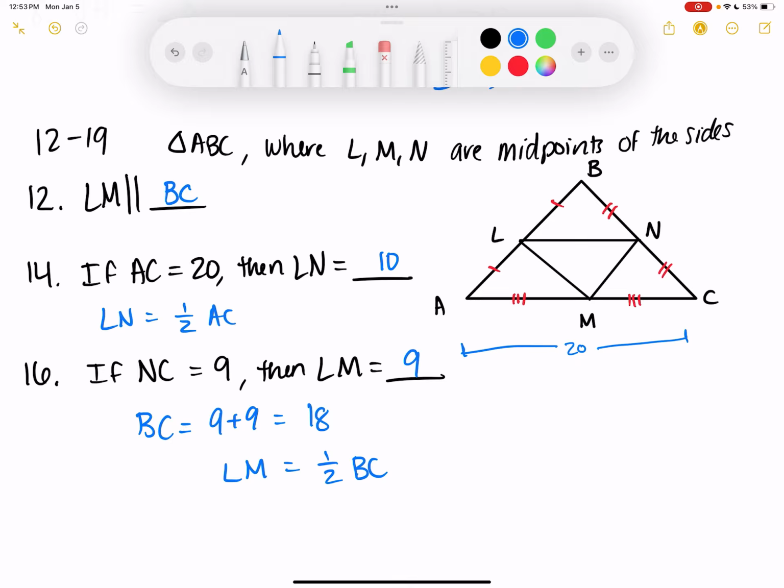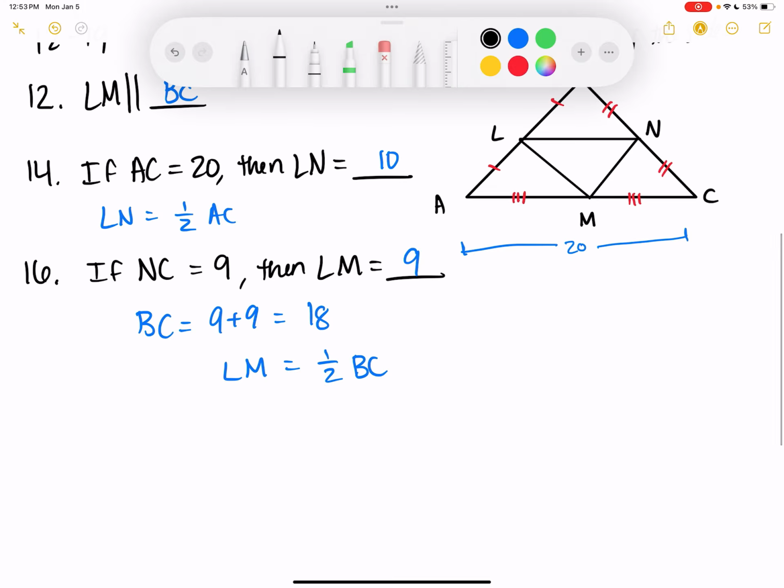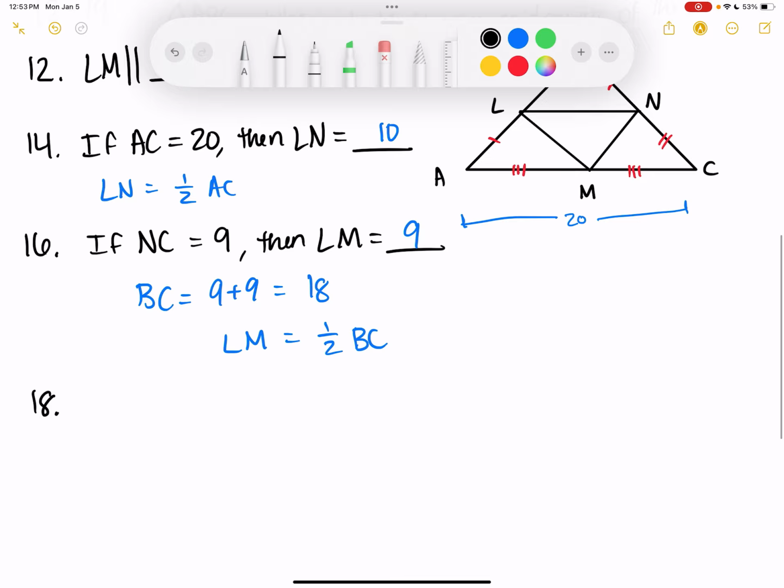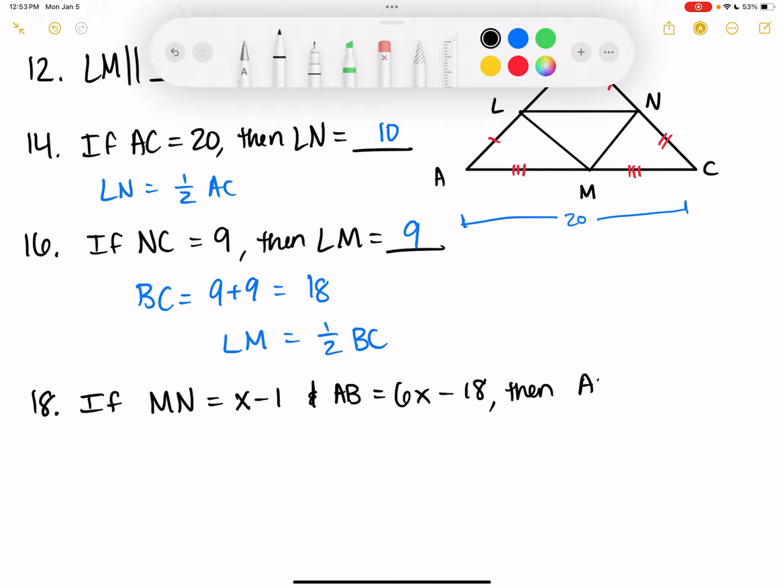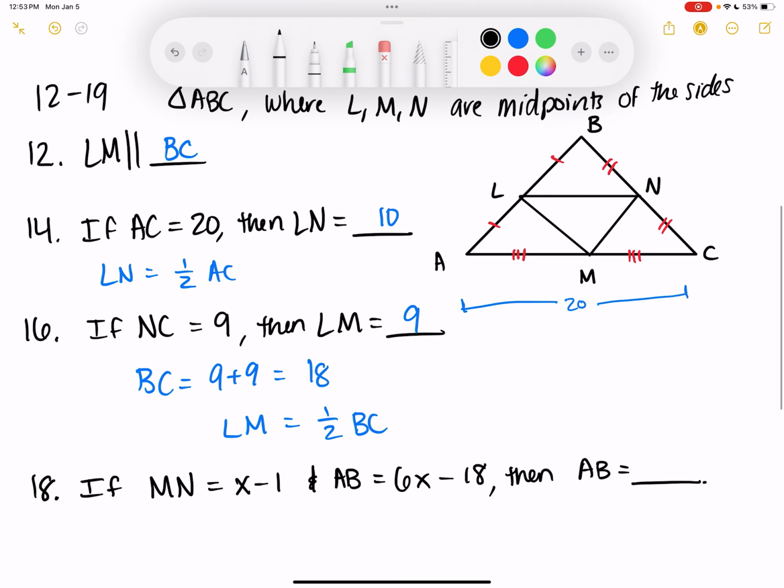Now, those ones have been relatively easy, right? So far. All right, so we're going to get one that's just a little bit harder using the same information. We're going to actually have to do a little bit of math to this one other than just cutting a number in half. So if MN is equal to x minus 1 and AB is equal to 6x minus 18, then AB is equal to blank. Okay? So obviously they're looking for a number here because they already told us an equation.